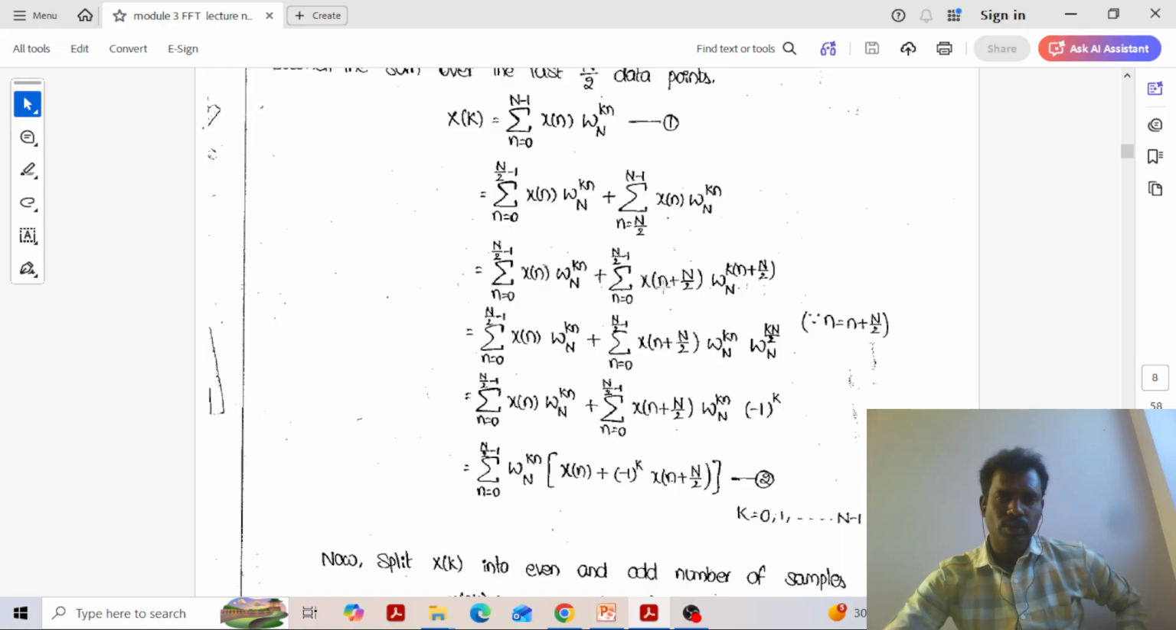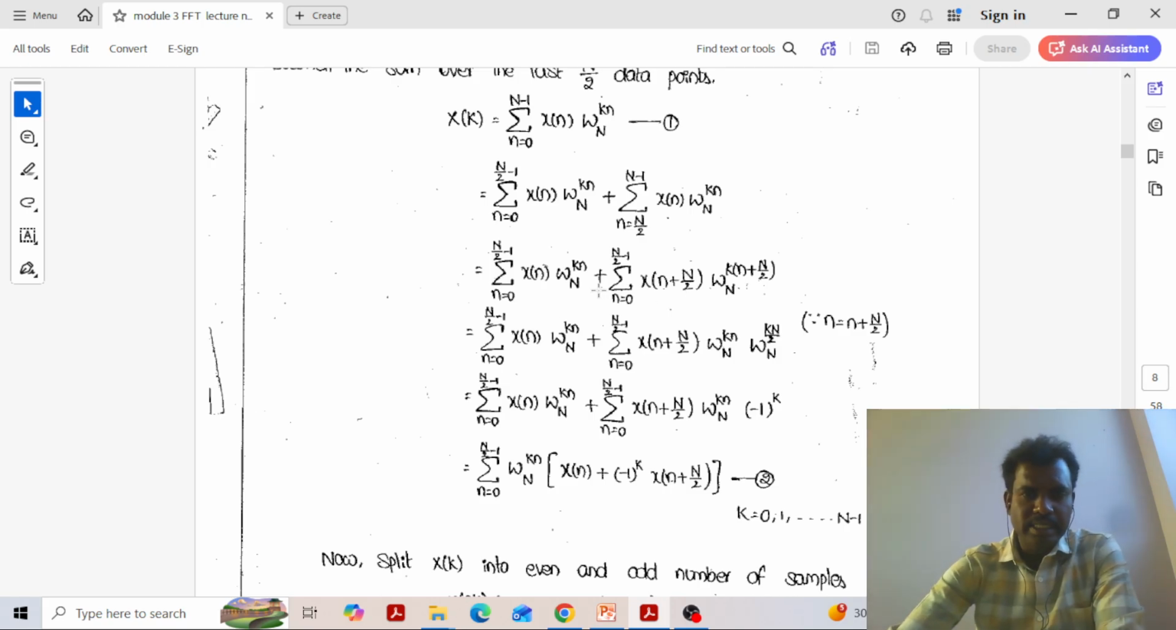So when you substitute n equal to 0, then x of 0 plus N by 2 is x of N by 2. In the lower range, here it is n equal to 0, but we want to get the N by 2 sample, so it is represented with 0 plus N by 2. If it is 1, it is N by 2 plus 1. Similarly, N by 2 minus 1 plus N by 2 is N minus 1. So it is equivalently represented like this. Now both the summations vary from 0 to N by 2 minus 1, so we can commonly represent it as 0 to N by 2 minus 1. But here it is x of n plus N by 2, and there it is x of n.